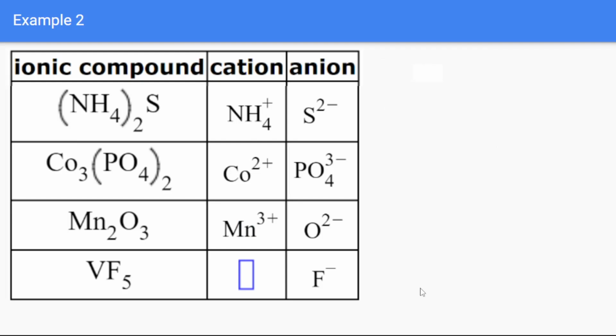The final one, we have 5 fluorides, 1 vanadium. So -5 overall on the anion side. So what's the charge of vanadium? +5. Pretty simple, right?